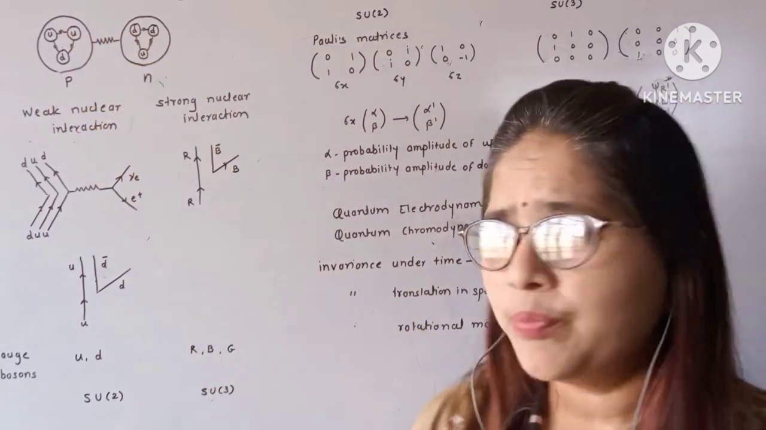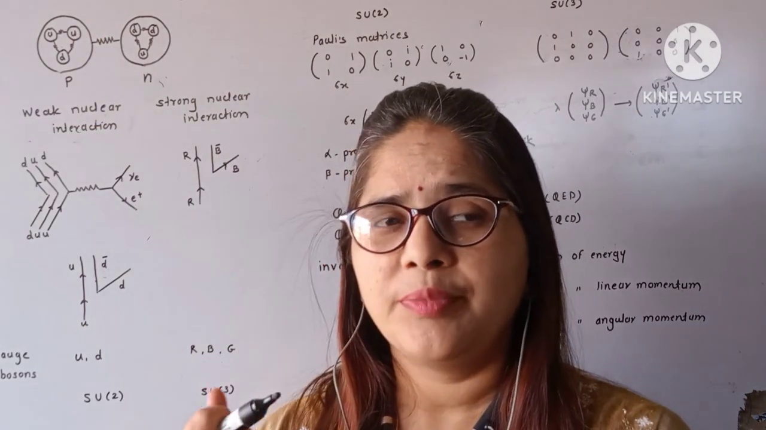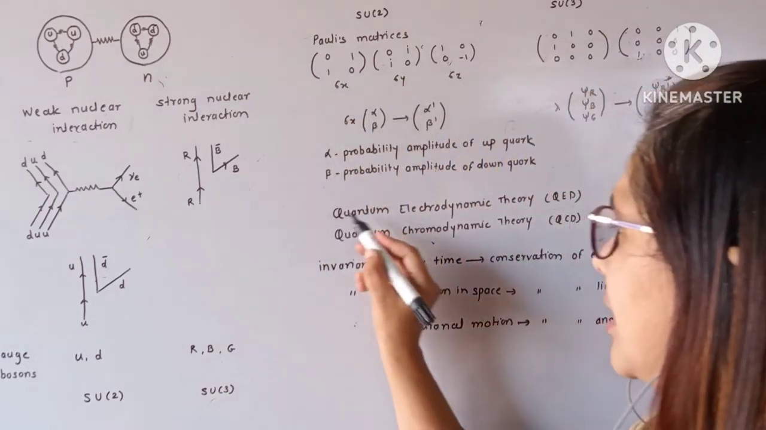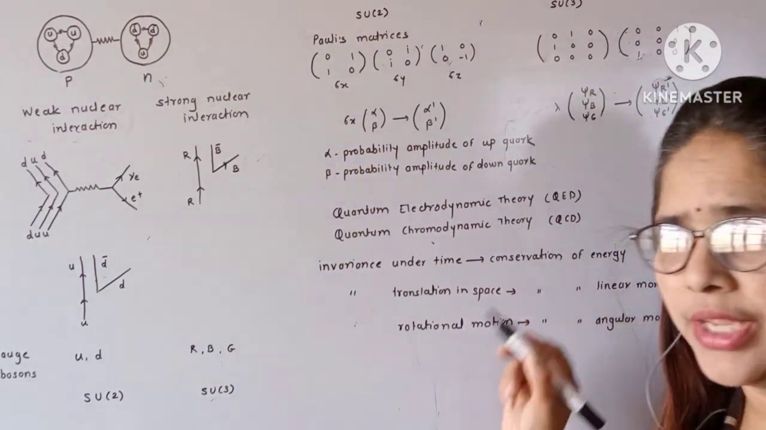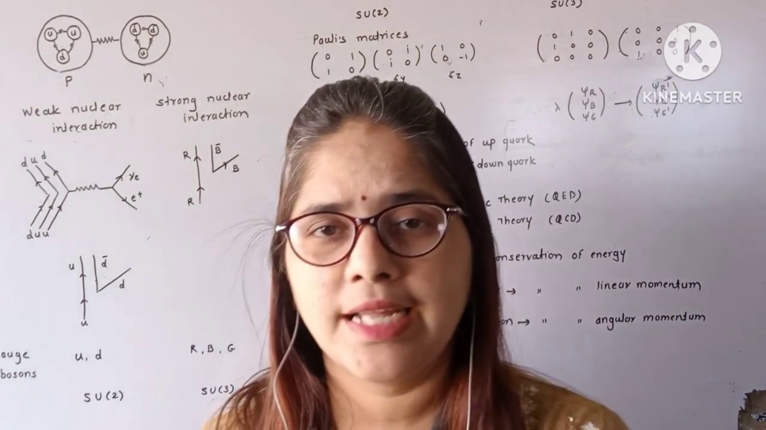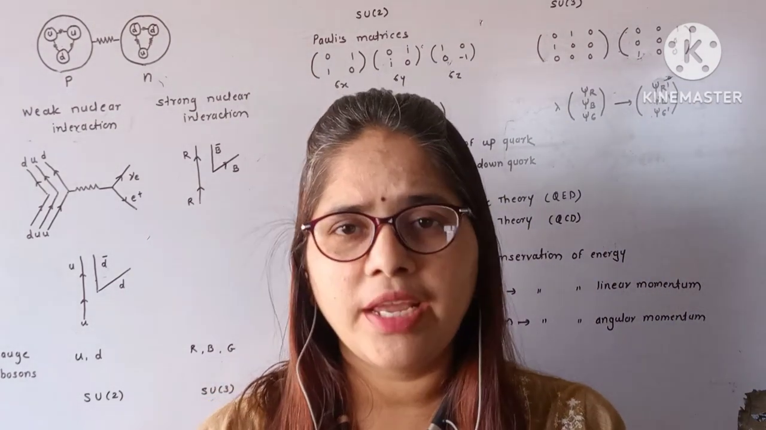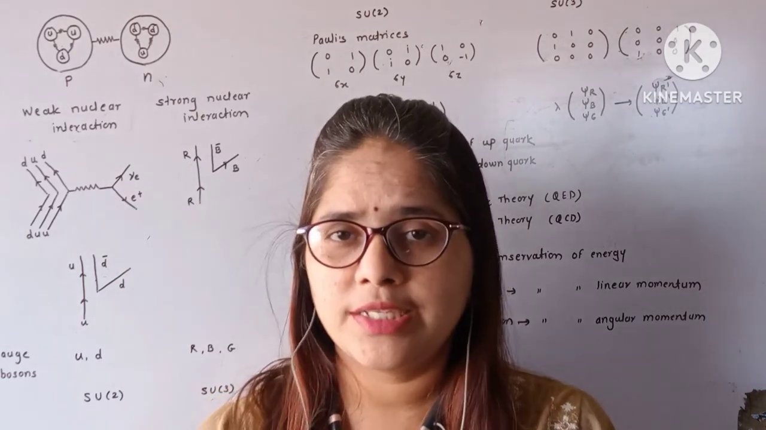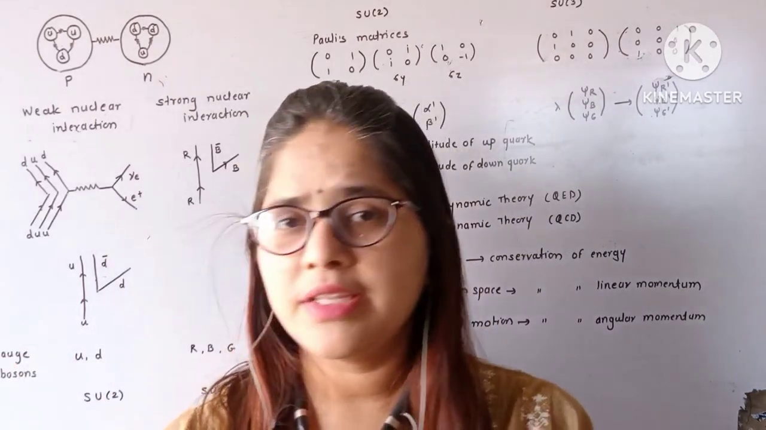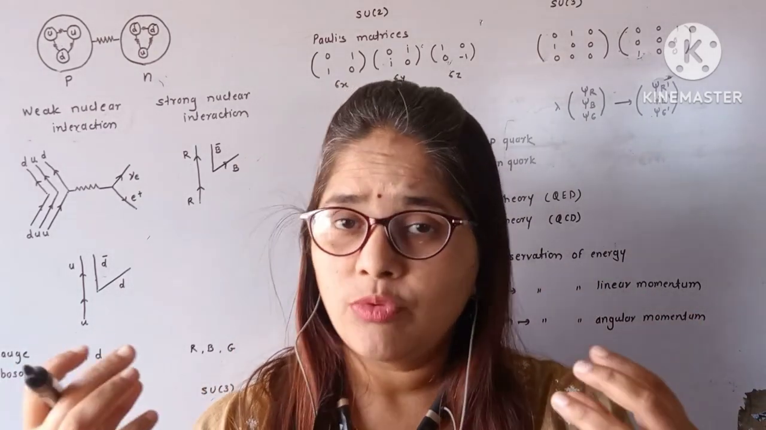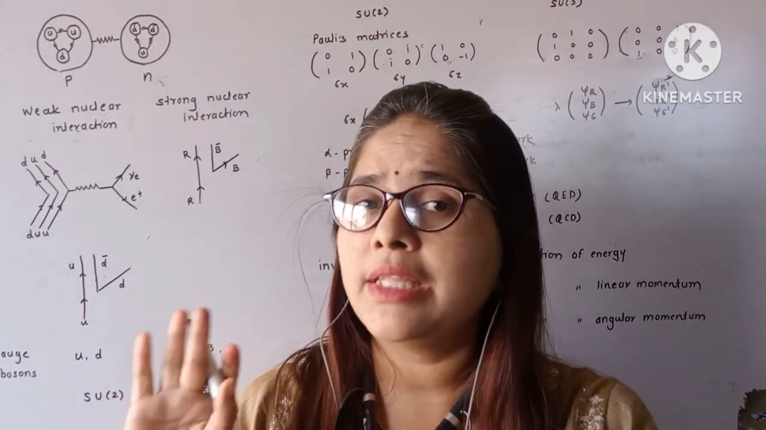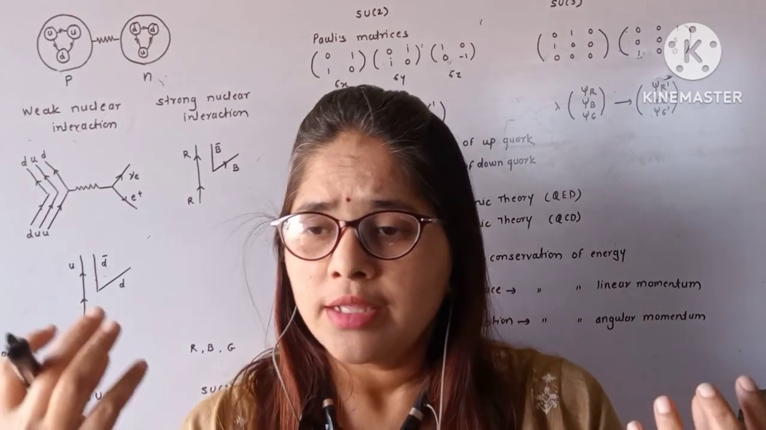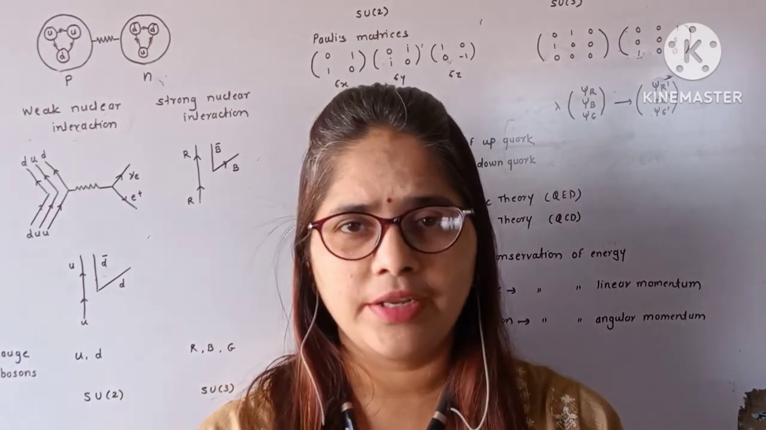Now according to quantum electrodynamic theory or quantum chromodynamic theory, I have written these two theories over here. What these theories say is that whenever there is interaction between any two bodies, there must be exchange of some particle. For example, there is a force of attraction between the sun and the earth. According to the quantum electrodynamic theory, if there is a force of attraction between any two bodies, there must be some exchange of a particle.